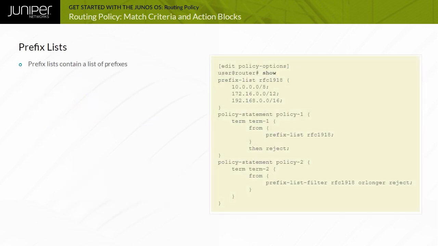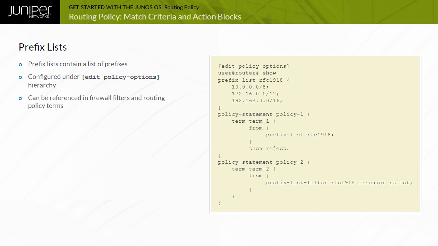You can select routes based on their prefix using a prefix list or a route filter. Prefix lists are named lists of prefixes configured under the edit policy-options hierarchy. One of the advantages of prefix lists is that you can use them in multiple places. You can reference prefix lists in multiple terms in a single policy or different policies. Besides, you can use prefix lists both for routing policies and firewall filters, but not stateful firewall rules. This reusability makes prefix lists attractive in some circumstances.